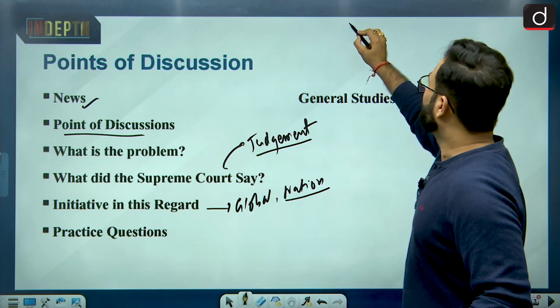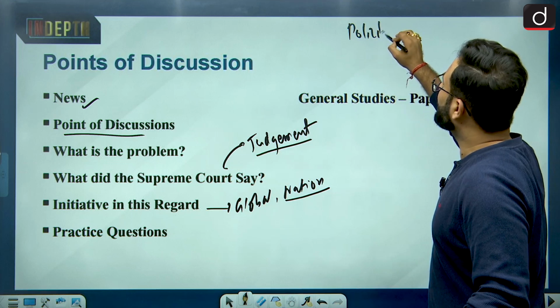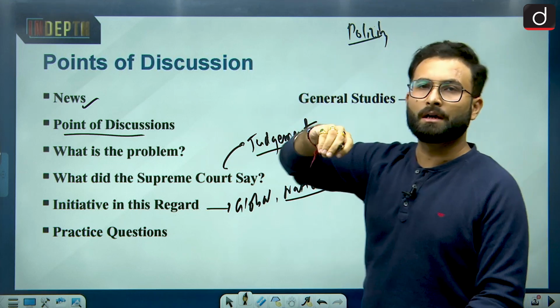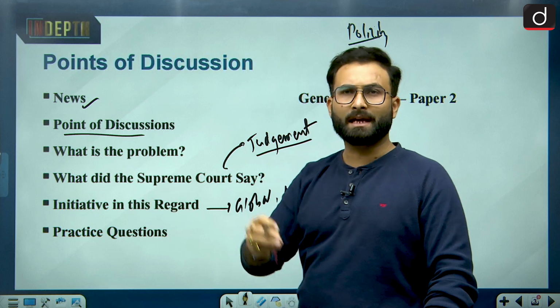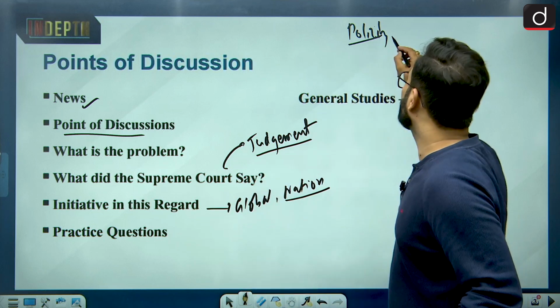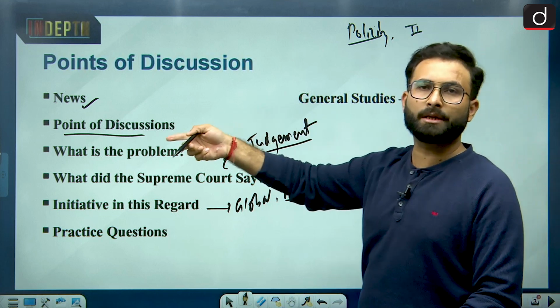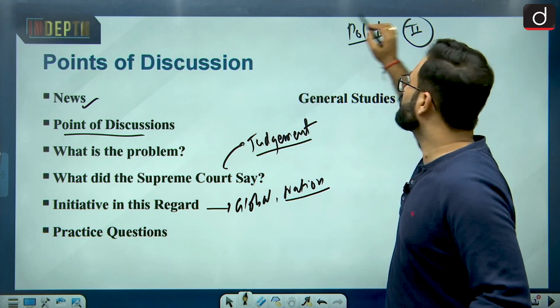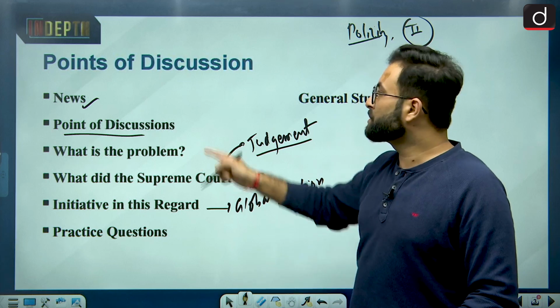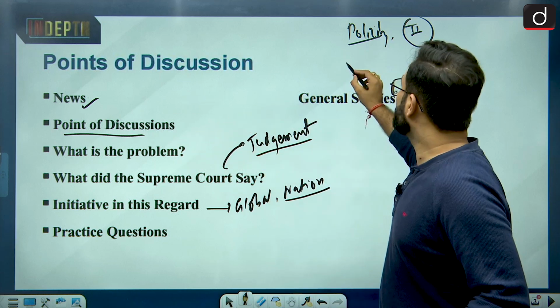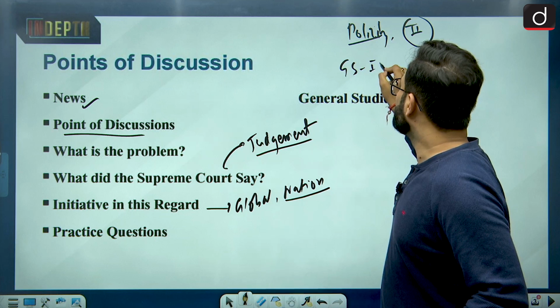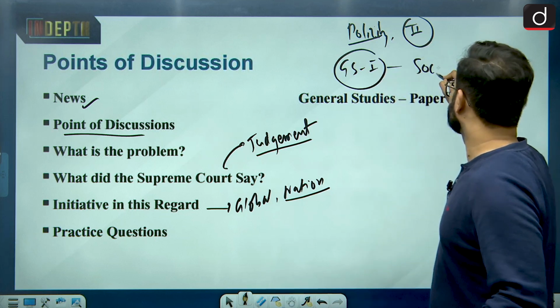Talking about the relevance to the syllabus, policy making or any kind of change in the enactments or the laws is related to your polity, that is there in GS2. Supreme Court's judgments are also covered in the polity. So we can say this is related to GS paper 2. Other than that, this issue is of society, so we can say that it also belongs to the GS paper 1 society section.